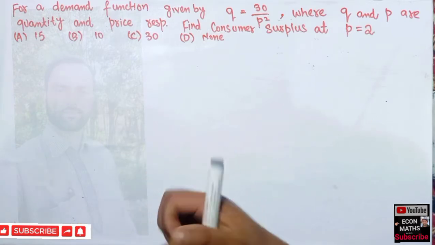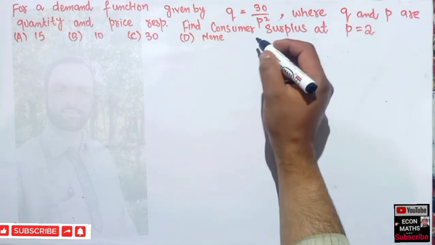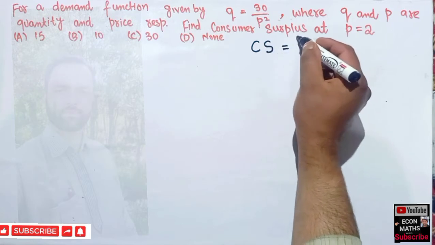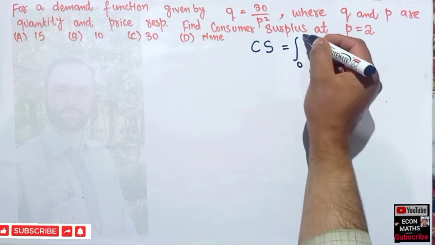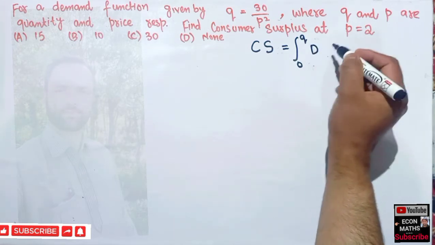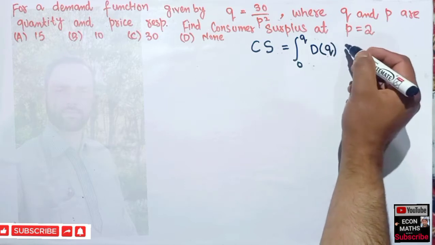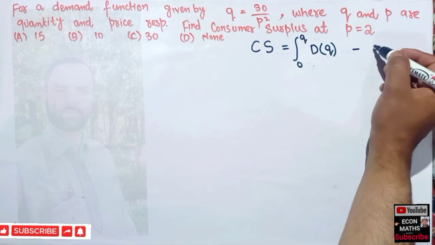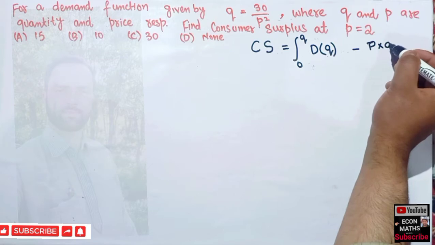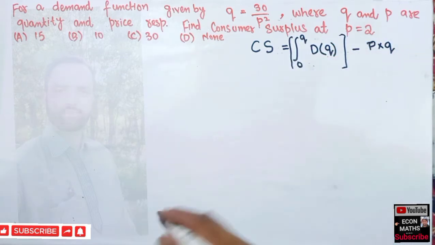So we have to find the consumer surplus. How do we find it? The formula is simple. Consumer surplus is equal to the definite integral from 0 to the equilibrium quantity of the inverse demand function, minus total expenditure. Total expenditure is P into Q. This is the formula for finding the consumer surplus.